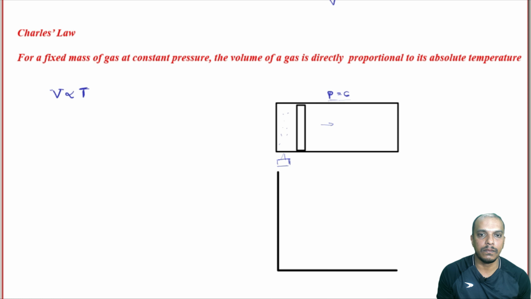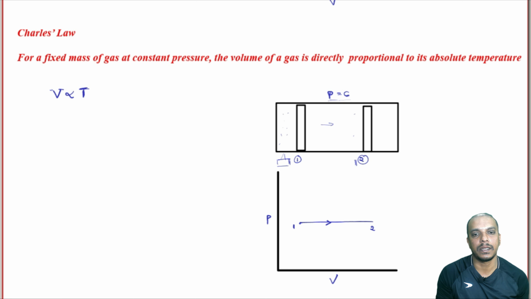Now, let us assume an expansion process. Let us say we are heating from 1 to 2 with pressure constant. How does it look in a PV diagram? It is a constant pressure process where heat is added. Let us say this is state 1 and this is state 2. It will be a horizontal line in a PV plot. And remember, pressure is constant, which means P1 is equal to P2.